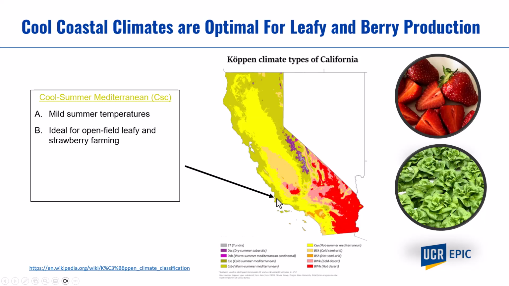Now, these are currently ideal for open field leafy and strawberry production. There's a tremendous amount of open field production all up and down the California coast, almost exclusively because of the climate and the soil type.